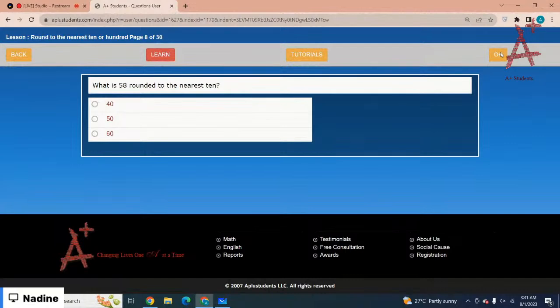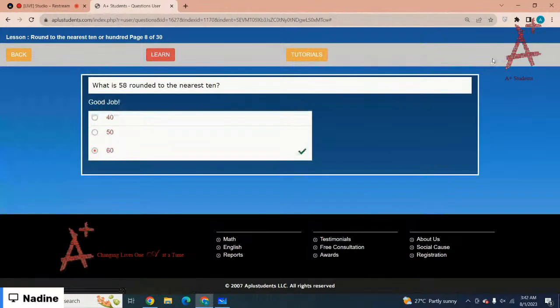What is 58 rounded to the nearest 10? So which is the correct option? 58 is rounded off to 60. The correct option is 60.